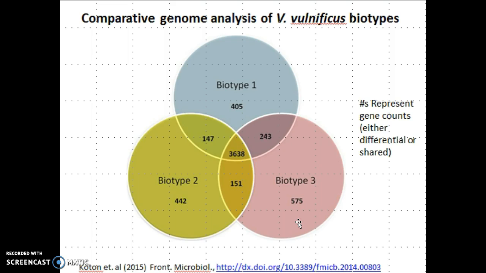So one of the points that I want you to think about as you're looking at this slide is the fact that all of these are one single species, but each of these has quite a few genes unique only to that particular biotype. So this should remind you that there can be a lot of diversity, genetic diversity or difference within a single species of microbe.